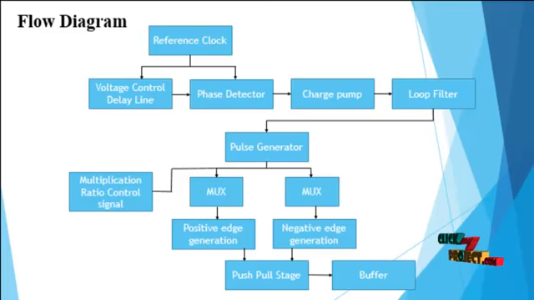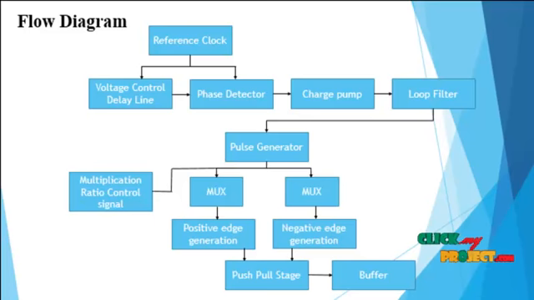The output of the phase detector is directly applied to the charge pump and loop filter. This charge pump and loop filter will produce the multi-phase clock output signal. This multi-phase clock signal is directly applied to the pulse generator block. The pulse generator is the first module of the frequency multiplier. The output of the pulse generator is directly applied to the multiplication ratio control logic.